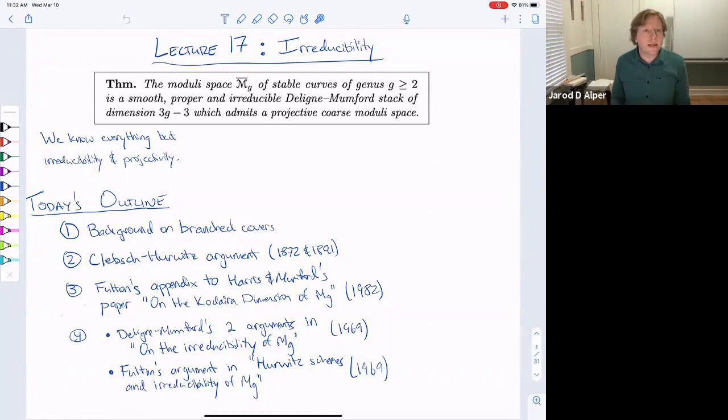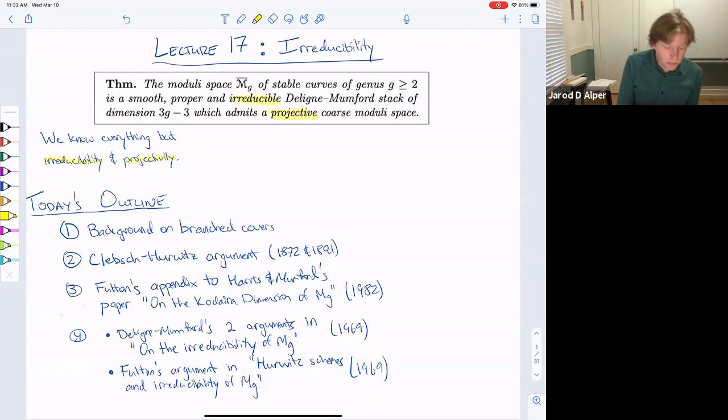All right, today's lecture is on the irreducibility of the moduli space of curves. But first, let's recap where we are. The whole course is targeted on proving this theorem. And we know everything but irreducibility and projectivity. And so irreducibility is what we will cover today, and projectivity will be summarized on Monday.